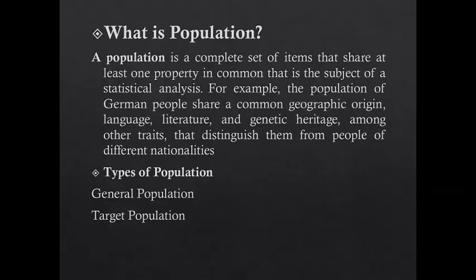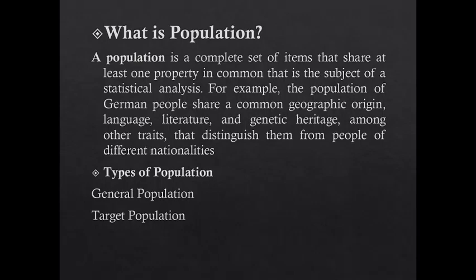So starting from what is population? Population is a complete set of items that share at least one property in common, and that common property is the subject of a statistical analysis. For example, the population of German people, which share a common geographical origin, language, literature, genetic heritage, and other traits which they share with each other. And actually, these things distinguish them from the rest of the people in different nationalities.